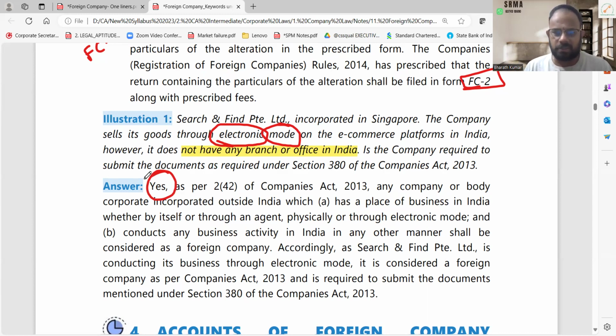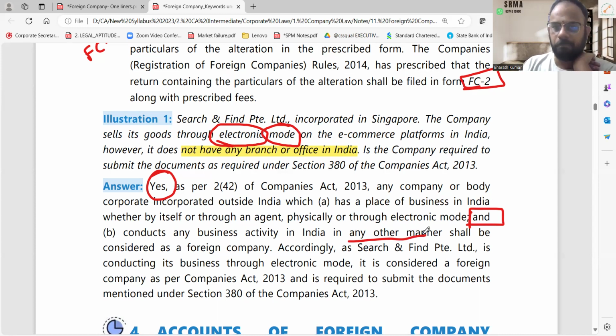Why should I submit all this? The answer is, that is not the point. What did Section 2, subsection 42 tell? Any company or body corporate incorporated outside India, that has a place of business in India, whether by itself, or through an agent, physical mode or electronic mode, and conducts any business activity in India in any other manner, shall be considered a foreign company. So you should do it.